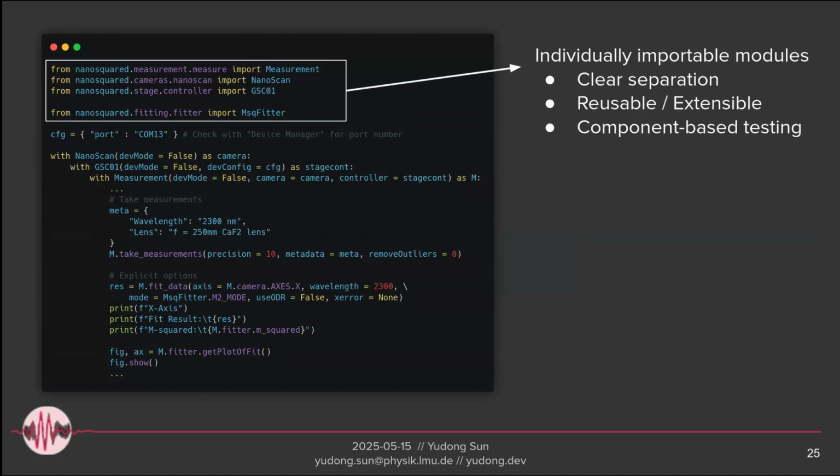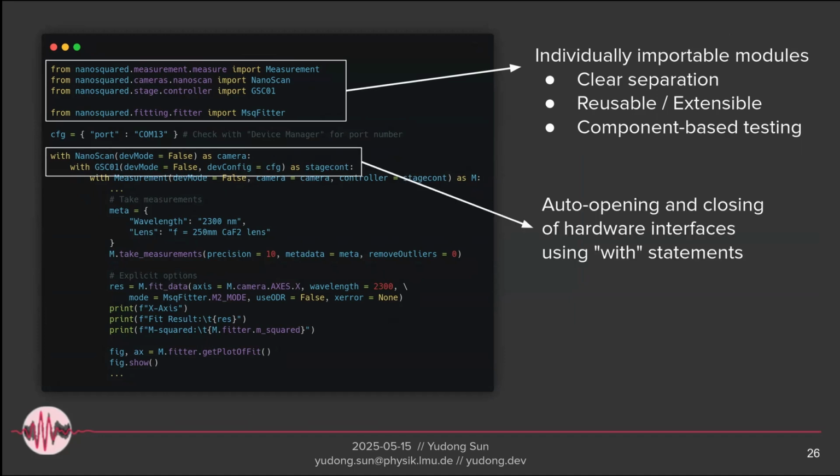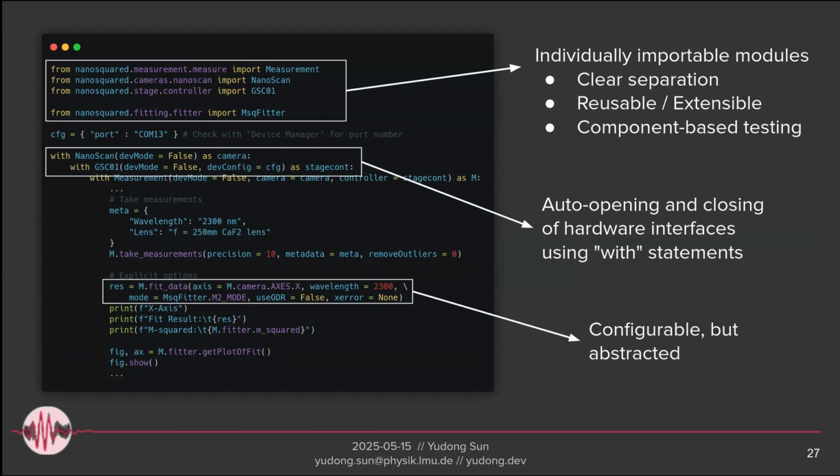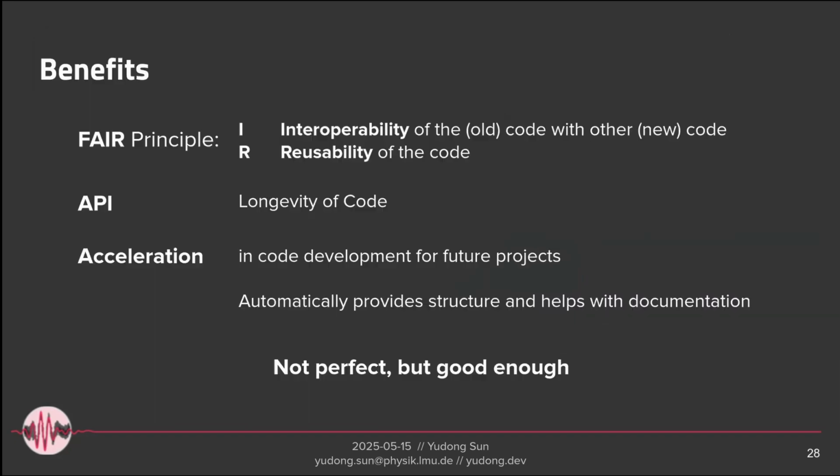So what does this mean? We have individually importable modules. There's clear separation. They are reusable, extensible. And we can do component-based testing, which means that I can develop every single component individually first, test them, and then put them all together. We can leverage the auto opening and closing of hardware interfaces using with statements in Python. And it's configurable, but very easily abstracted. So that really keeps our code clean.